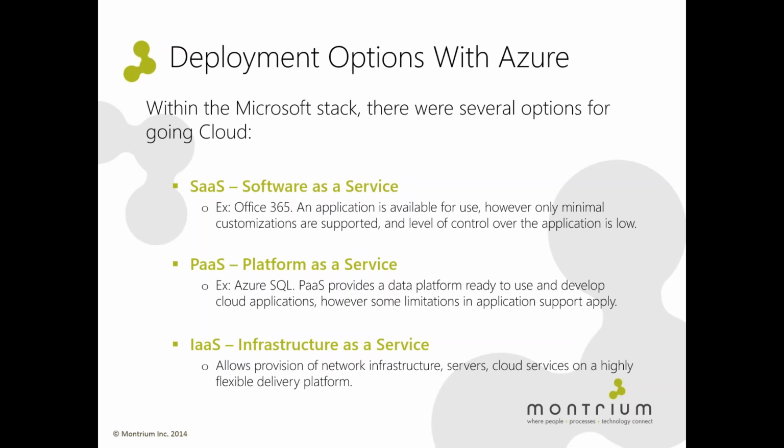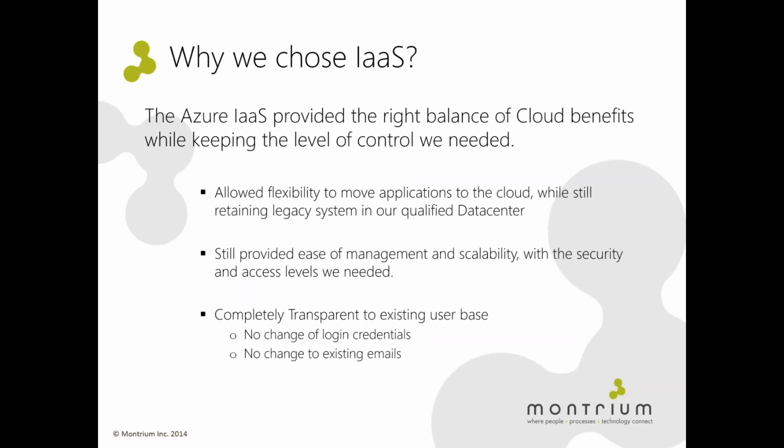Going further down at the lowest level, we have infrastructure as a service. Now, infrastructure as a service essentially allows the cloud provider to give you a portion of their highly redundant global infrastructure of data centers, and to provision cloud services, virtual machines, servers, all in this flexible fabric. So looking at these and after doing our analysis, we decided on the Azure infrastructure as a service. The reason for this was quite simple. It still provided the ease of management and scalability and security we were looking for, but it allowed a lot of flexibility. We could move our applications to the cloud while still maintaining our legacy data centers.